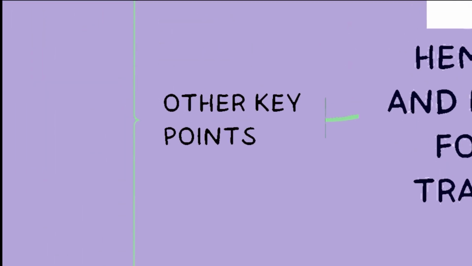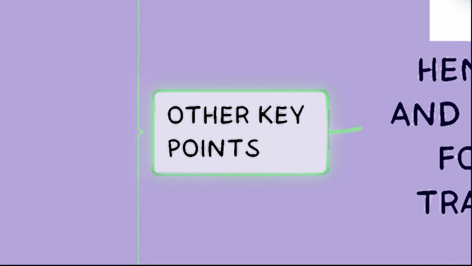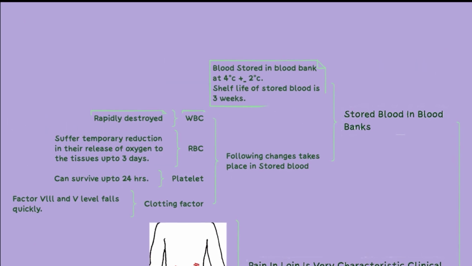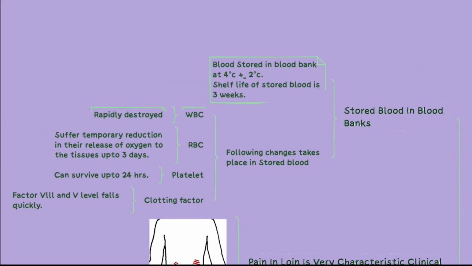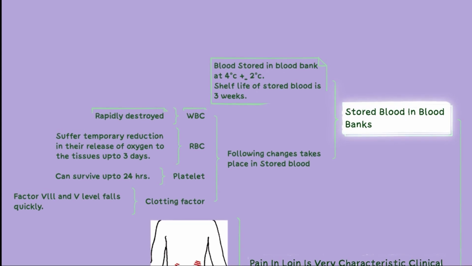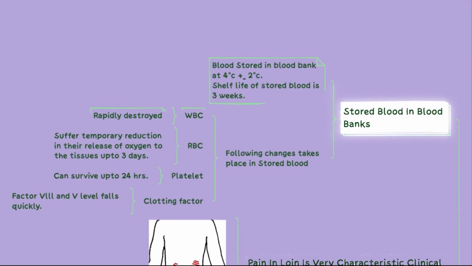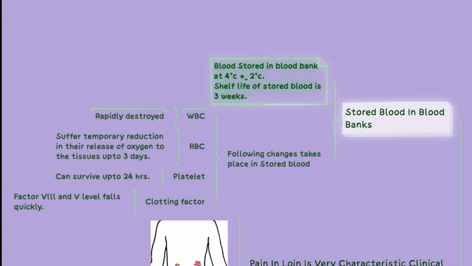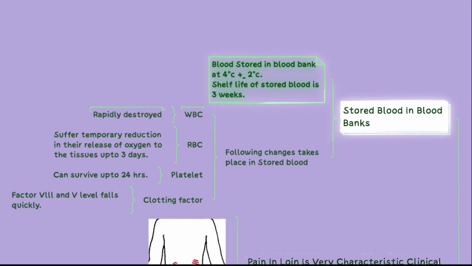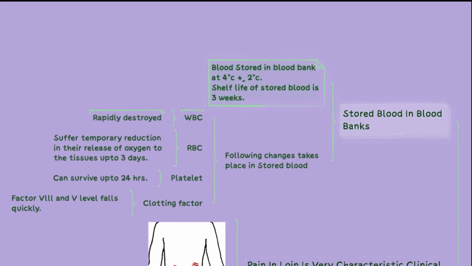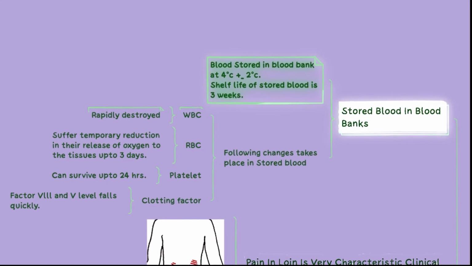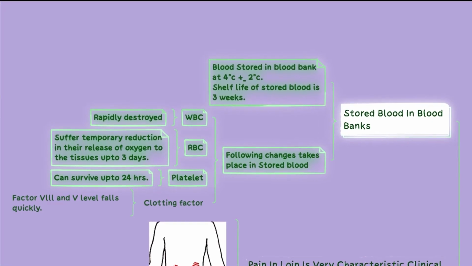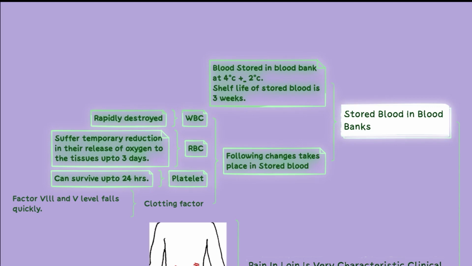Now we come to the next section of our mind map, which are other key points that you should remember about this topic. Blood transfusion is an important component of management of hemorrhage. Blood stored in blood banks can be used for this purpose and should be kept at 4 degrees Celsius plus or minus 2 degrees Celsius. Shelf life of stored blood is 3 weeks, but formed elements undergo changes as are seen here.